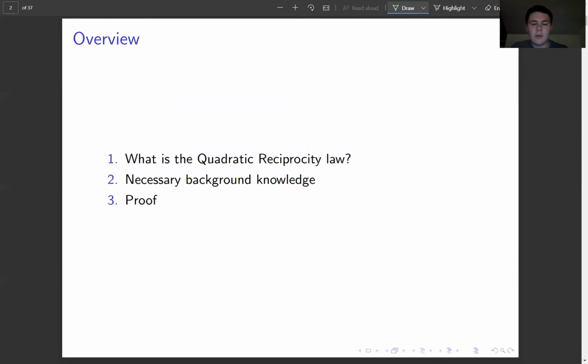First, I'm going to tell you about the quadratic reciprocity law and why it's useful. I'm going to give you some background information that will build off of abstract algebra and give you some cool techniques from algebraic number theory. And then we're going to go into the proof of the quadratic reciprocity law.